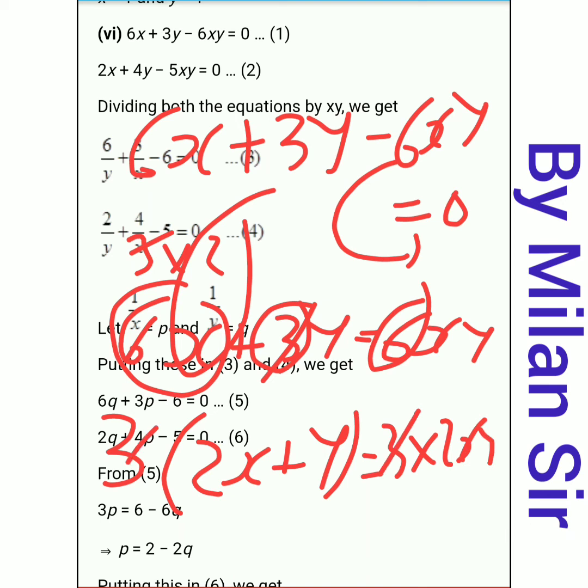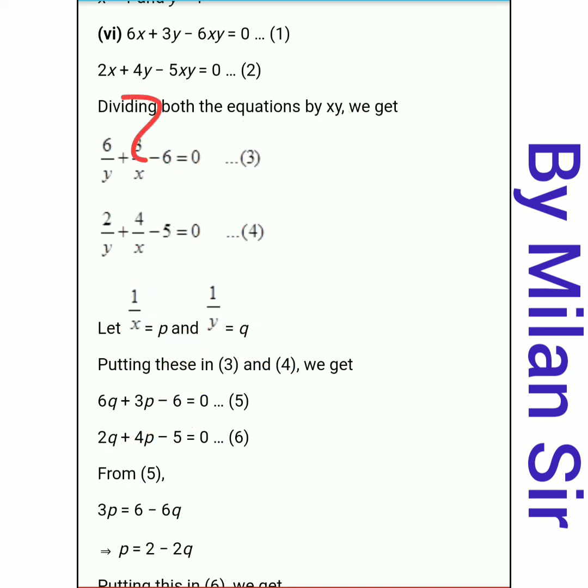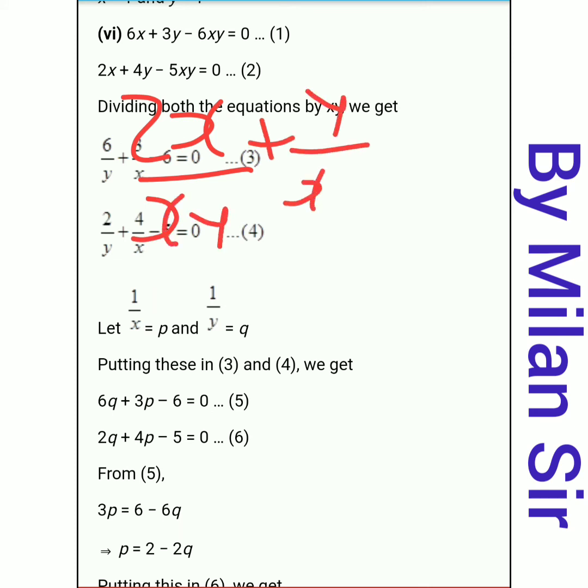So 3 cut from both sides. So we have 2x plus y is equal to 2xy. Now transfer this xy to the left hand side, it goes to the denominator, right? So 2x upon xy plus y upon xy is equal to 2.